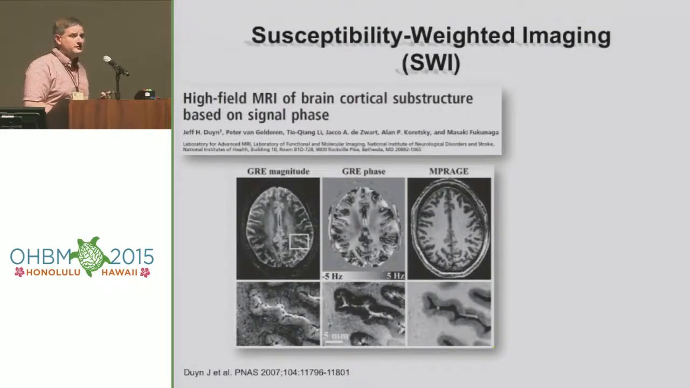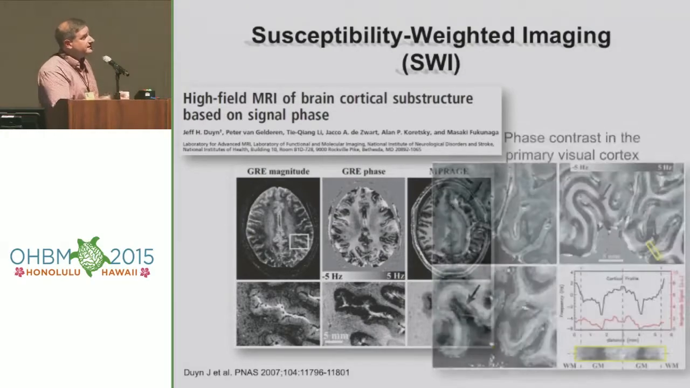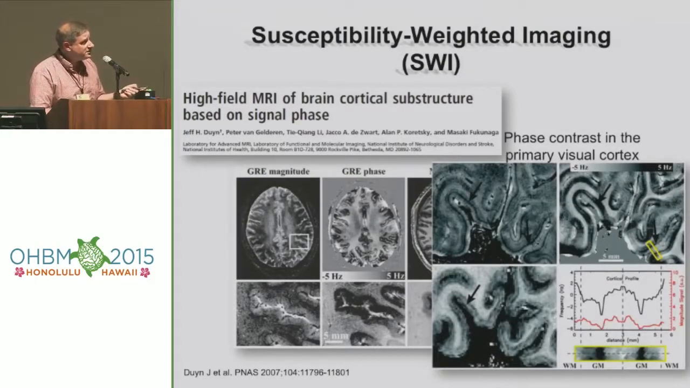Now, when you go into high field, you can start taking advantage of sequences that are more advantageous at high field. For example, SWI, susceptibility weighted imaging, which takes into account the phase information. Jeff Dunn from NIH did some very cool work with this, and he showed that you can extract much more information, down to the level of layers, based on the phase information that you can extract from these images. So clearly, by taking advantage of the phase information, you can enhance the contrast, or the ability to distinguish between different features in your image.